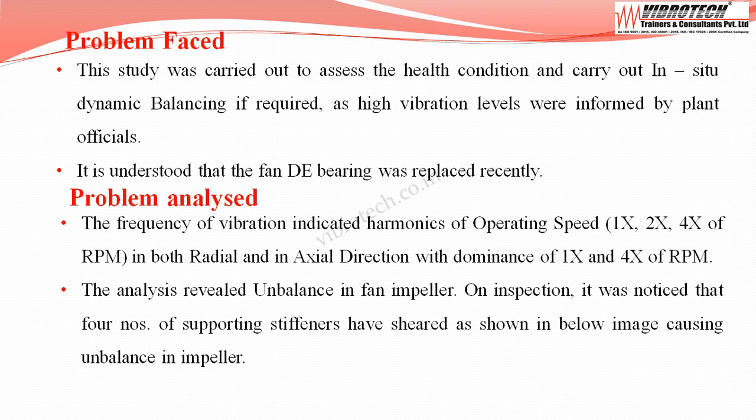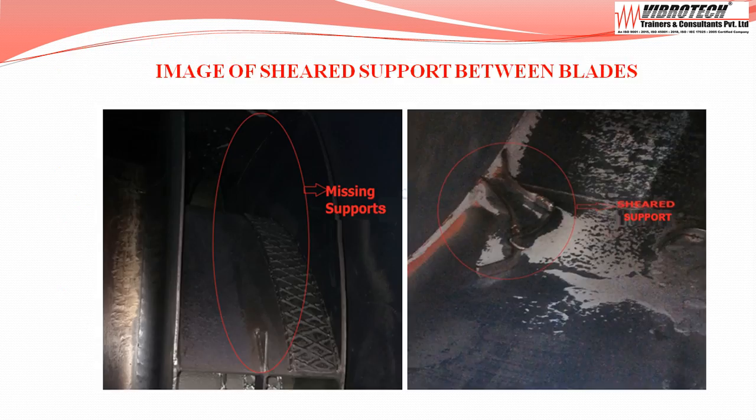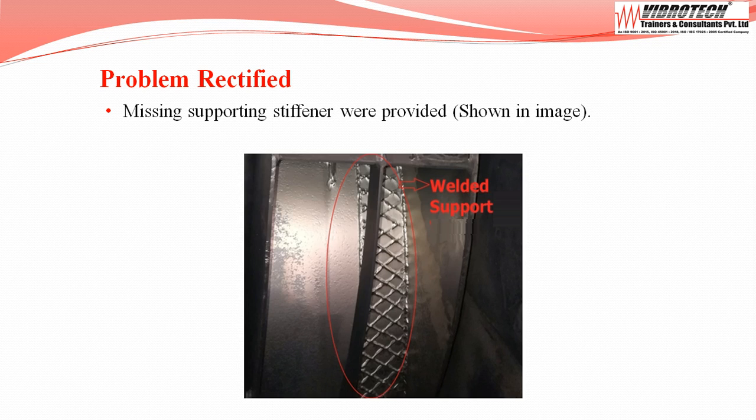On inspection, it was noticed that 4 nos. of supporting stiffeners had sheared, as shown in the image below, causing imbalance in the impeller. In a period of time, it was found that vibration levels showed an increasing pattern with fluctuations and amplifications in both the blower and motor bearing locations. Missing supporting stiffeners were provided, and the images are shown below.